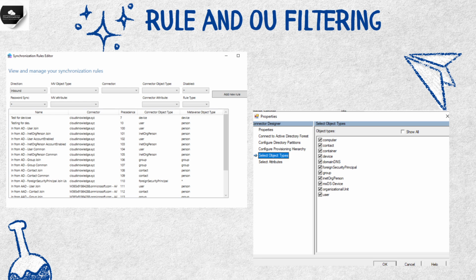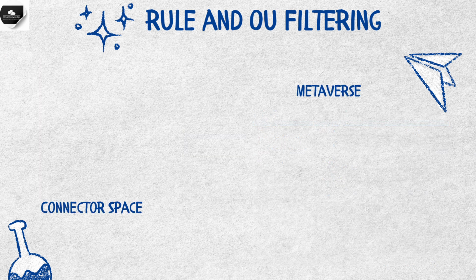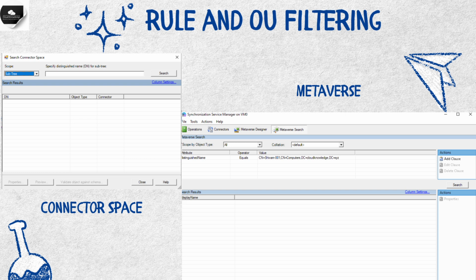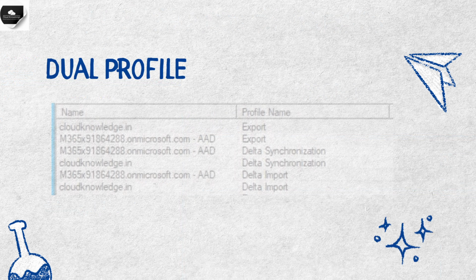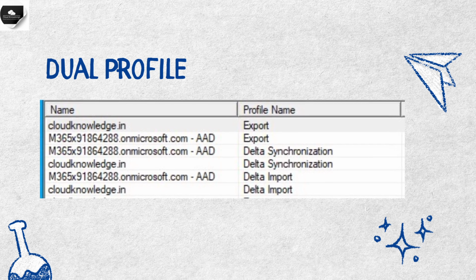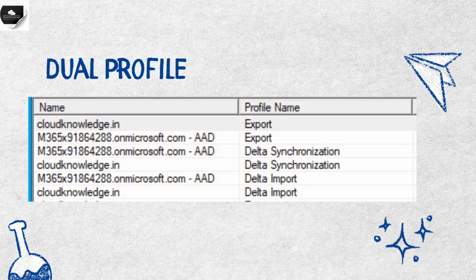So if any error occurs, you need to check in all three. You can check in the on-prem connector space, you can check in the metaverse, you can check in the cloud connector space, all three details. Once you check all these, then you can find out until which space it has been replicating, and from where we need to do troubleshooting, because it has not come or it has not been replicated.